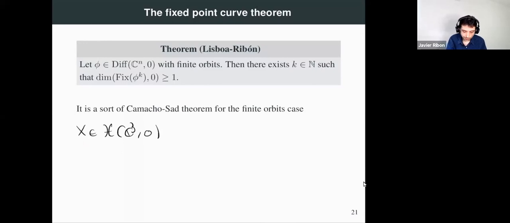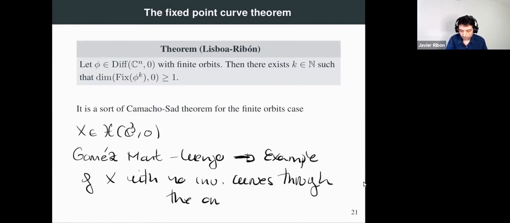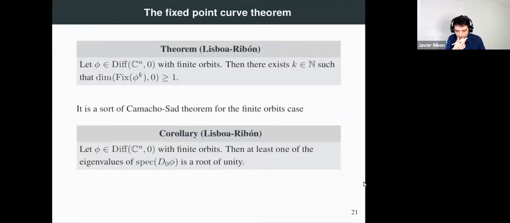There are examples of Gomez-Mont and Luengo that give an example of X with no invariant curves through the origin. Of course, under this hypothesis, which is kind of restrictive, we always have these invariant sets for every dimension. Okay.